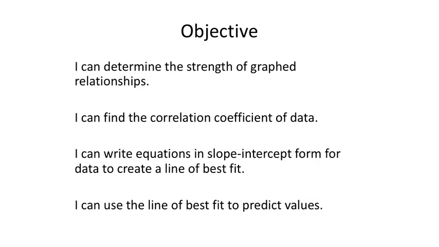Okay, there's our 4 objectives today. We got I can determine the strength of graphed relationships. I can find the correlation coefficient of data. Actually, your calculator will. I can write equations in slope-intercept form for data to create a line of best fit. And then I can use the line of best fit to predict values. So take a minute, copy this down, then we'll get started.